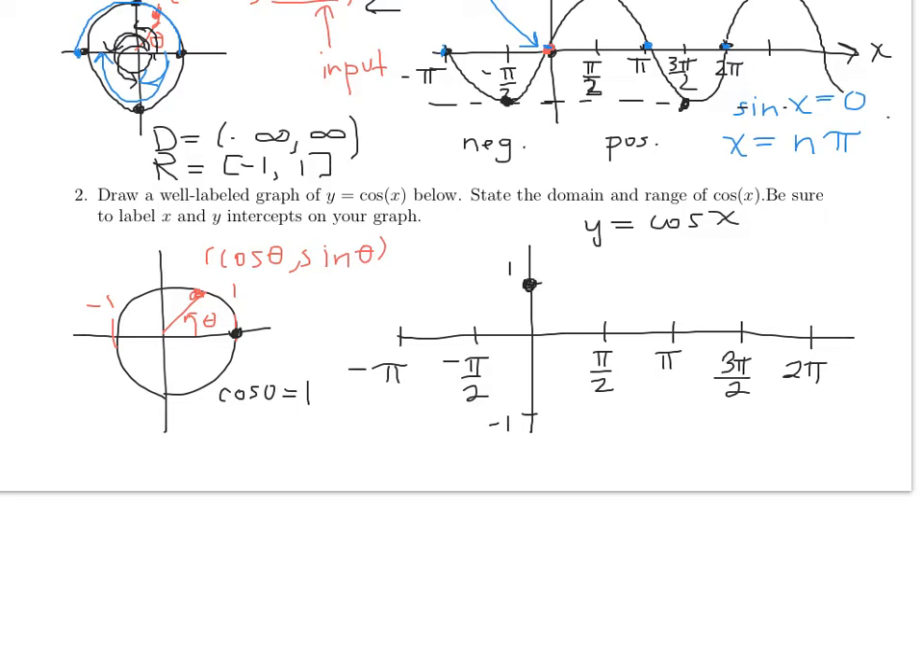Okay, so that does not have the same y-intercept. What's cosine of pi over 2? So we open up here. What's the x-coordinate? 0. What is it at pi? -1. Here we go to 3 pi over 2, back to 0. And 2 pi, of course I'm back where I was at 1, right here.